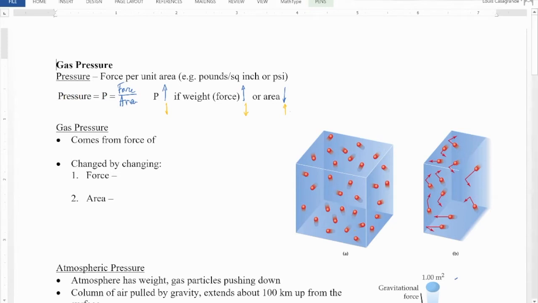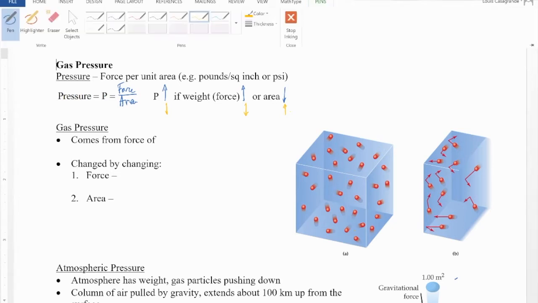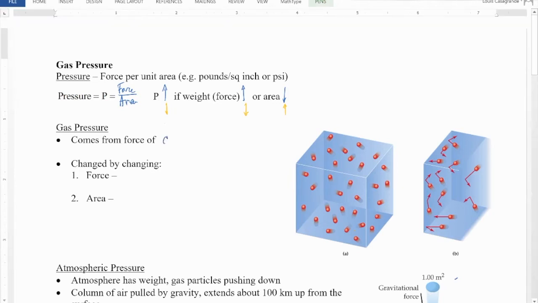When it comes to gases, the pressure comes from the collisions of the particles. These can be either molecules or atoms with the wall of the container. And that's what we see over here. We see the gas particles colliding with the walls of the container. And as they do, they impart a force onto the wall of the container.